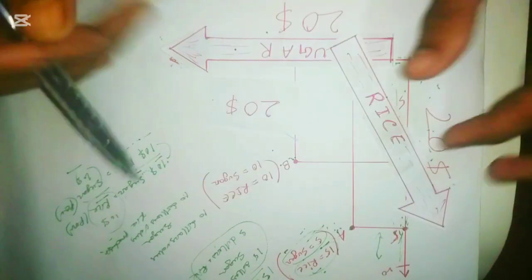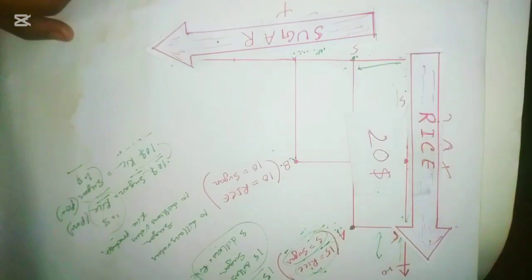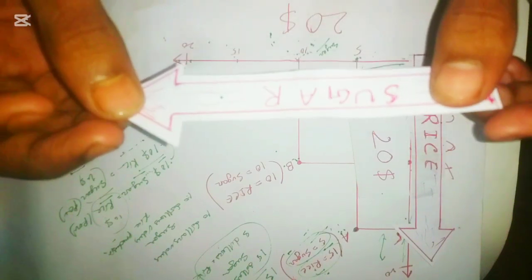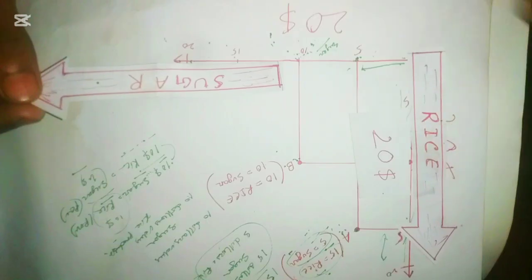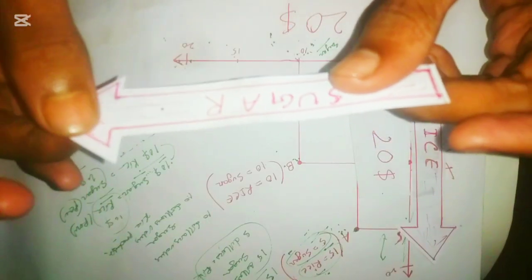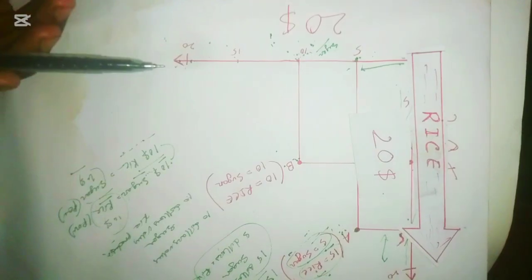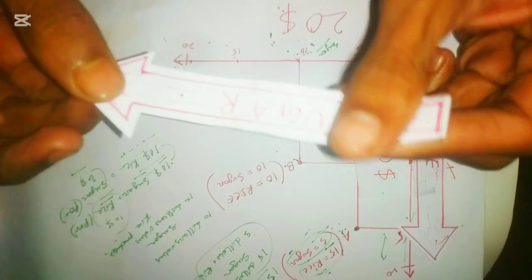In other words, if I invest my $20 to produce rice, I cannot produce a single amount of sugar. So to gain this amount of production, I am giving up this amount of production. So in this case, what is the opportunity cost? My opportunity cost is $20 of sugar production. Okay.